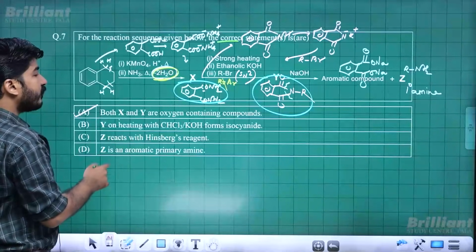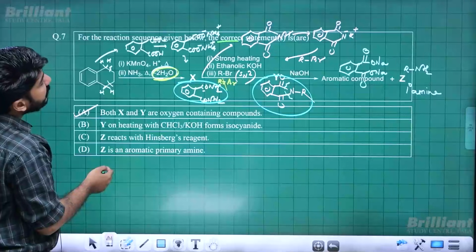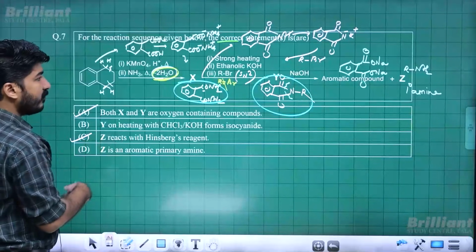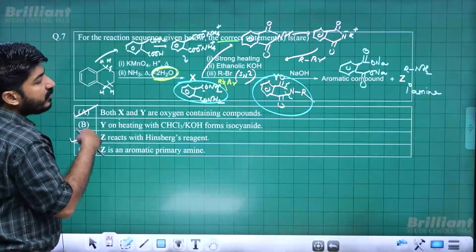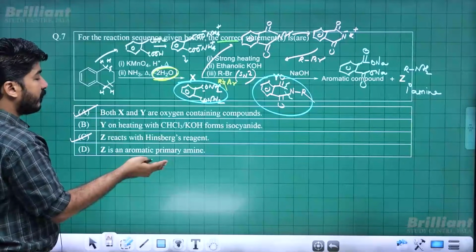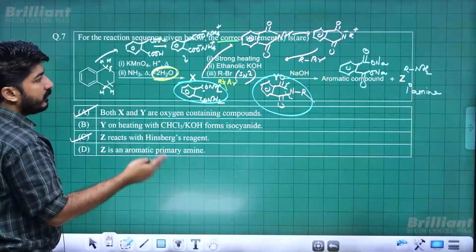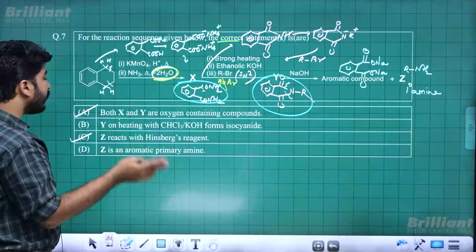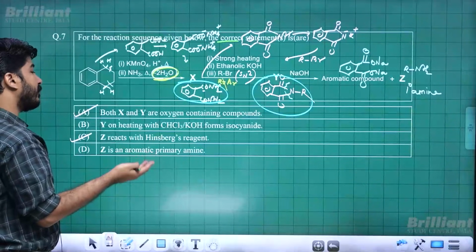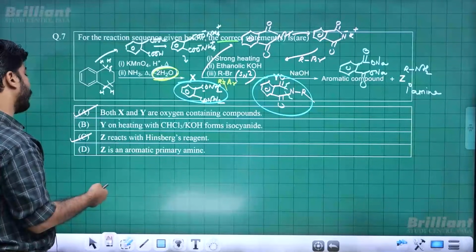Z reacts with Hinsberg's reagent. This is correct because that is a primary amine. Even if it is a secondary amine, it will react with Hinsberg's reagent, but Z cannot be a secondary amine, that we know. So both primary and secondary aliphatic or aromatic amines can react with Hinsberg's reagent.